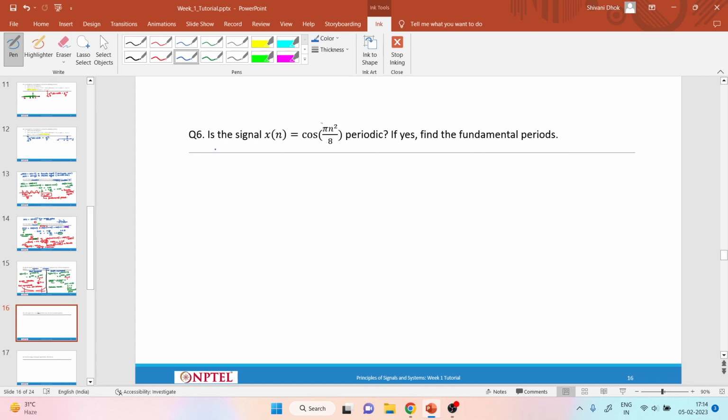Now this is a sinusoid, but we can't just look at it and say if it is periodic or not, because it is a discrete time signal. We really need to get into the basics and look at it. So this x of n will be equal to this, and we need to look at the shifted version of it.